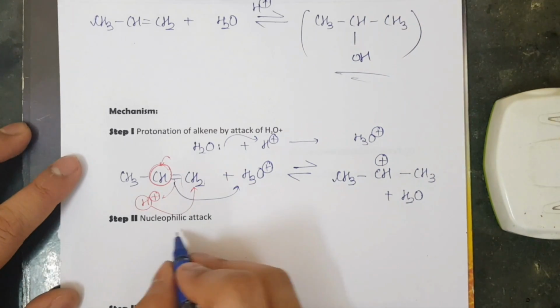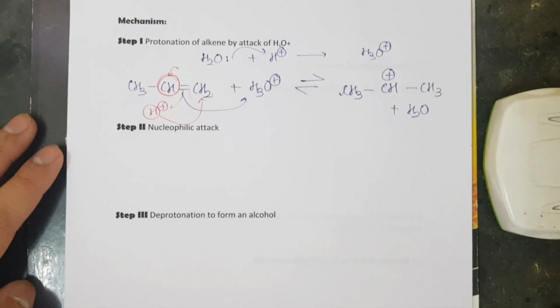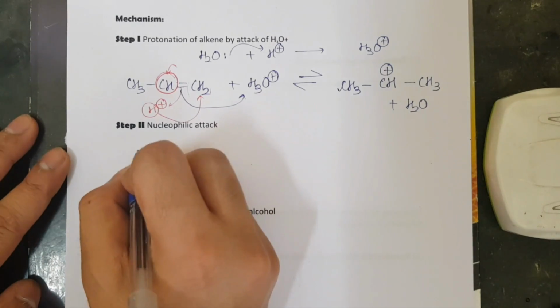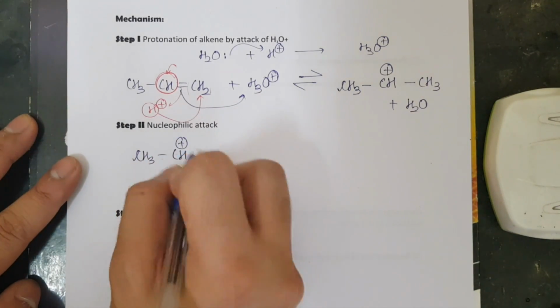Now the second step is the nucleophilic attack. Nucleophile मतलब क्या? Electron rich. So you can see we have CH3, CH plus CH3.